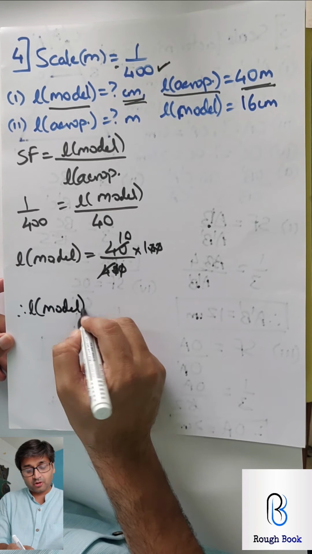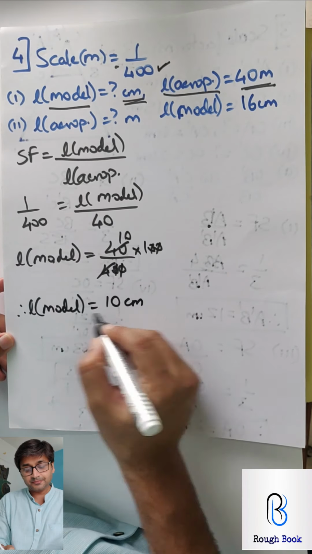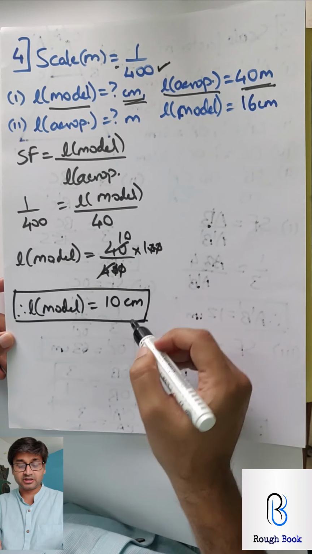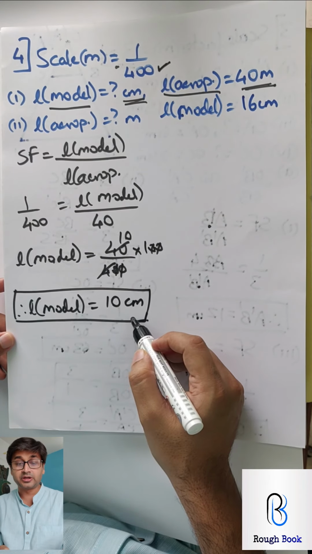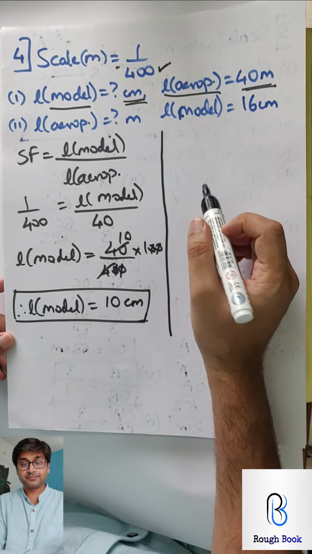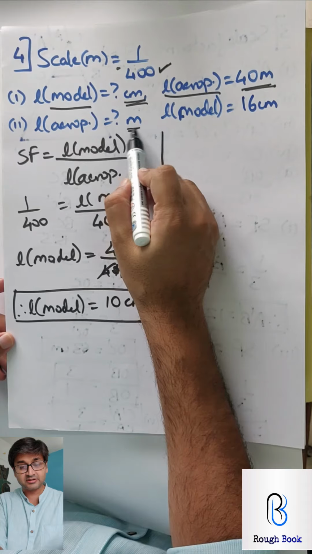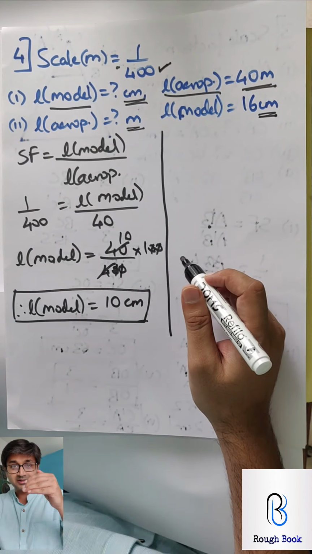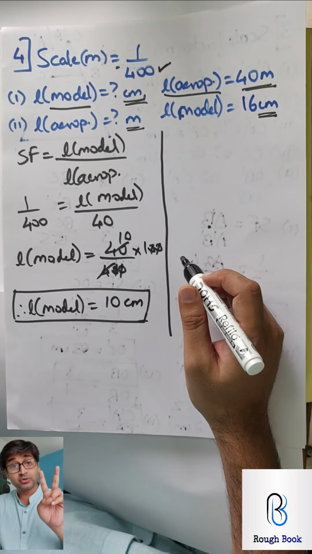Therefore I will say length of model 10 centimeters. So the real aeroplane is 40 meters, but the model we are reducing it down only to 10 centimeters. Likewise, can you try the second one? This time length of aeroplane is asked in meters and model is given in centimeters. So now they are building you one step higher. Length only, but with conversion.